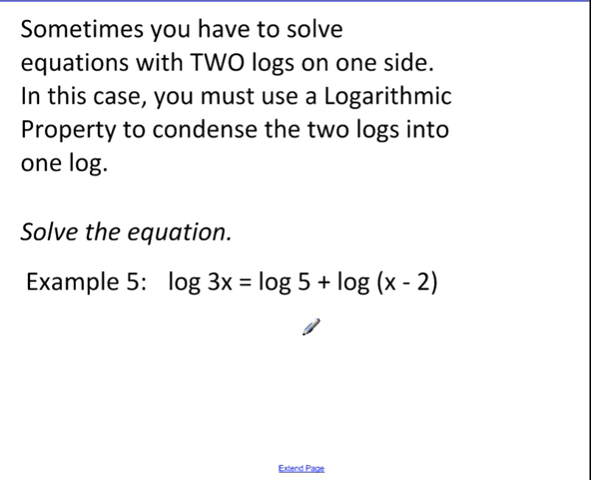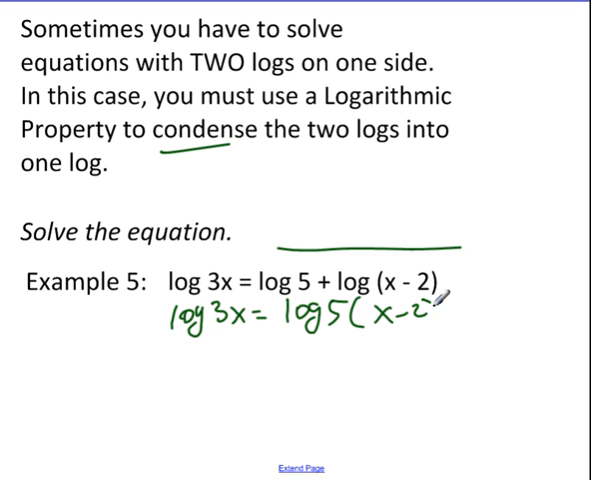Alright, so what happens when we got all kinds of crazy mess going on? That's where we're going. On our right side here, I got two different logs. I need to put those together, do my condensing that we were talking about just yesterday or day before. So I can get log of my 3x then equals, here we're going to have log of 5 times x minus 2. Putting these two logs together, taking this times that.